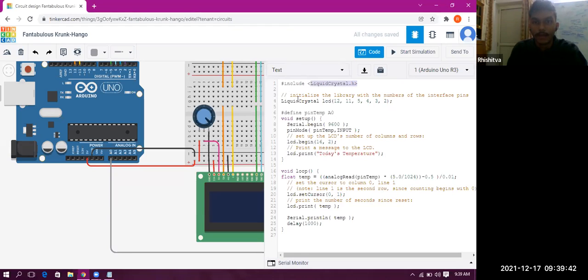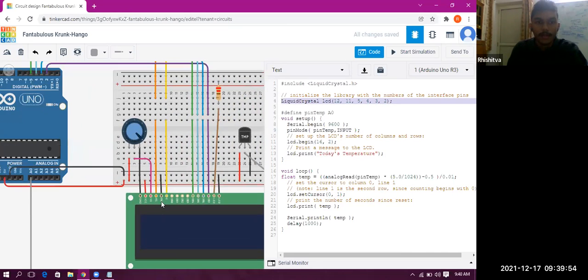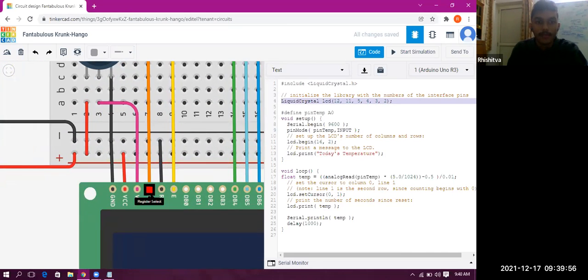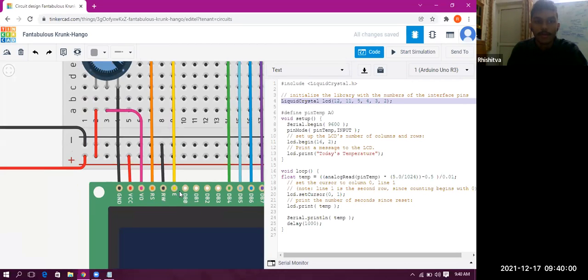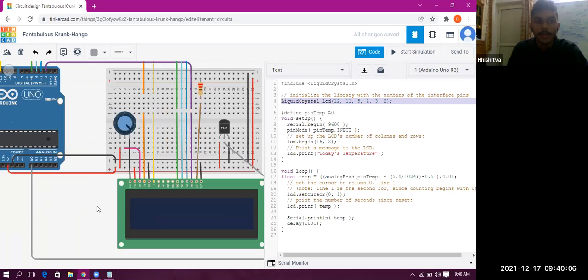Then comes line 3. That is actually a comment. It is just telling us to initialize the numbers that we already did in the previous class. So they were LiquidCrystal lcd. Then 12, 11 were, let me just show it to you again, RS, that was the register select, and E, enable. So it used to enable the LCD. So for that 12, 11, then comes this 5, 4, 3, 2. Those were the DB pins.